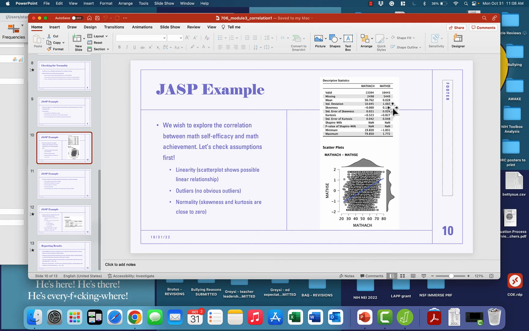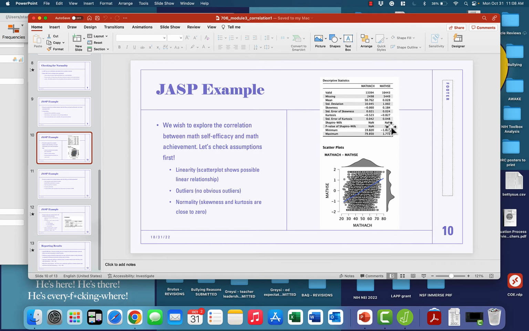And then similarly with math self-efficacy, we see some positive skewness of 0.184 and a little bit of negative kurtosis of negative 0.827. But again, we're not too worried about these values. We would be able to assume normality by looking at them.